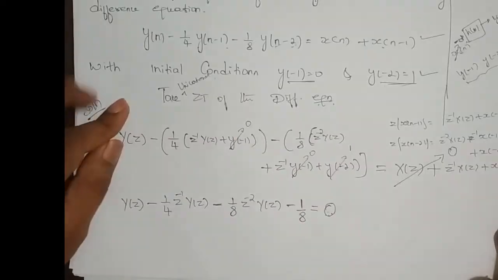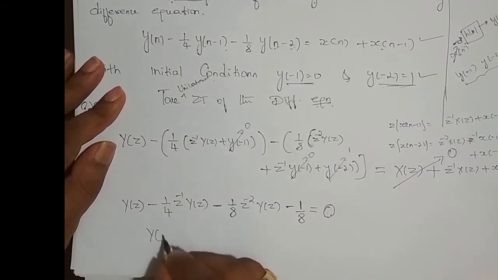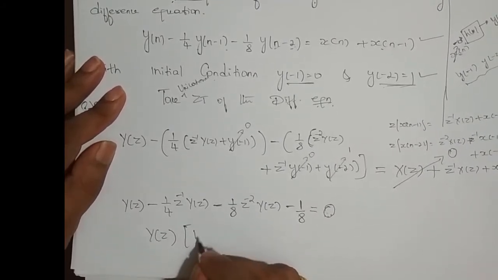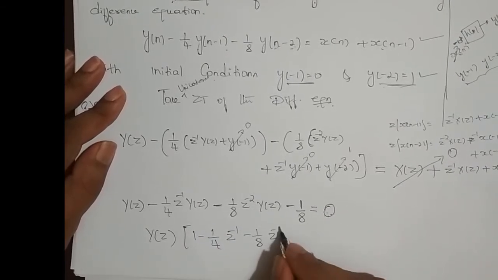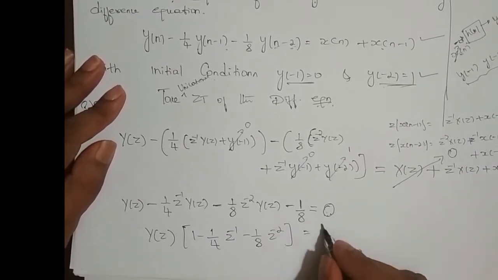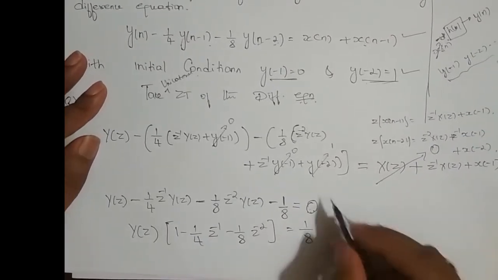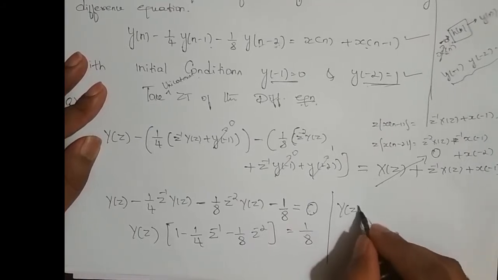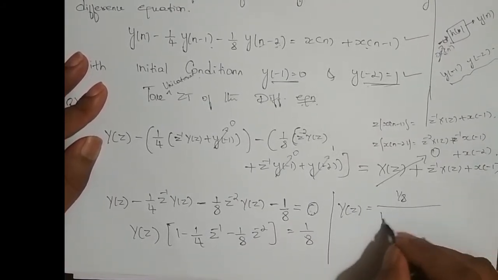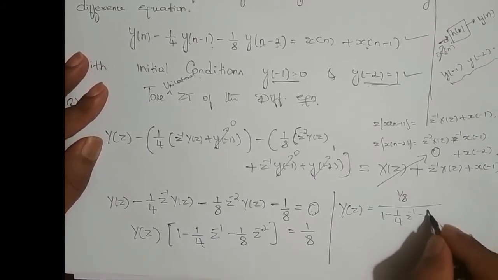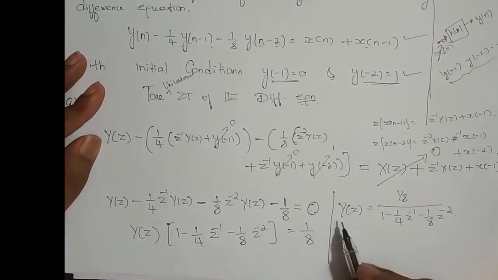Now if I just simplify this, if I take y of z common, 1 minus 1 by 4 into z power -1 minus 1 by 8 into z power -2 is equal to, I take this 1 by 2 to the other side, I get 1 by 8. Correct now? Okay, now y of z is equal to, if I take it to the other side, 1 by 8 divided by 1 minus 1 by 4 z power minus 1 minus 1 by 8 z power minus 2. Mind you, I need to get y of z.